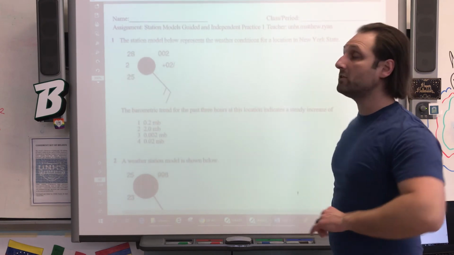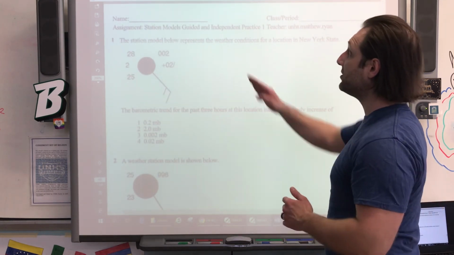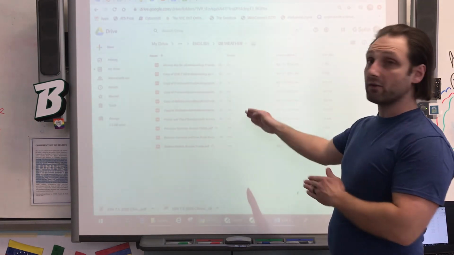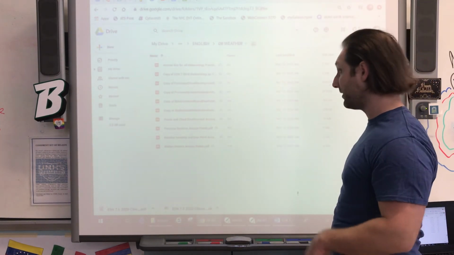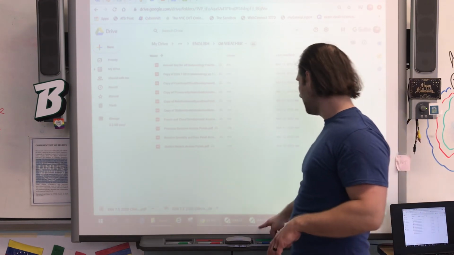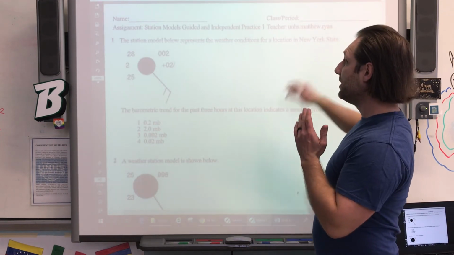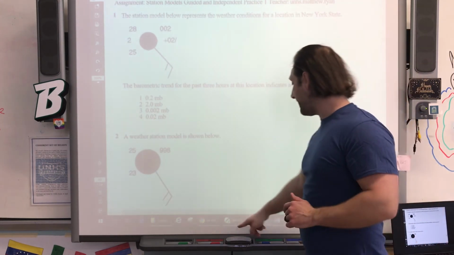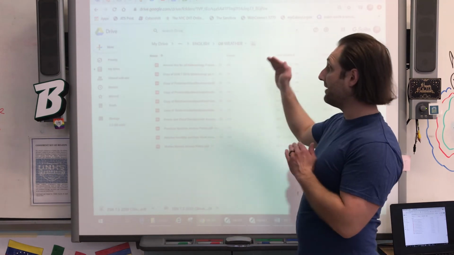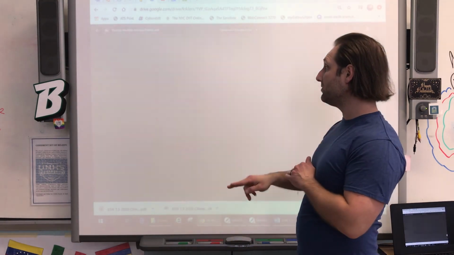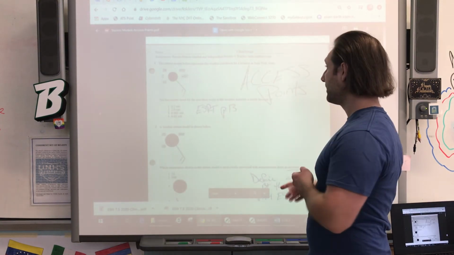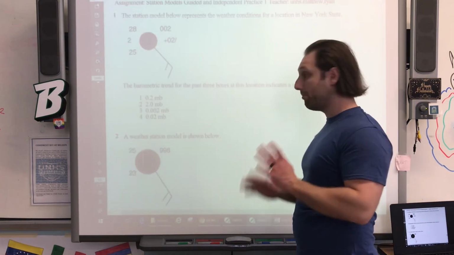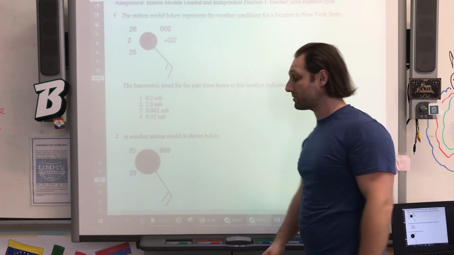If you've unpaused, we're now moving into the station models guided and independent practice, which you can find within your weather folder on Google Drive with the share folder. Okay? And I'd like you to try to answer these 2 questions on your own. If you need the access points, you have access points here for your station models. And you also have your reference tables. So pause, give those a shot, we'll come back and answer those.